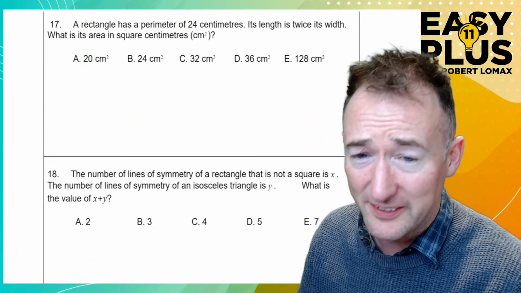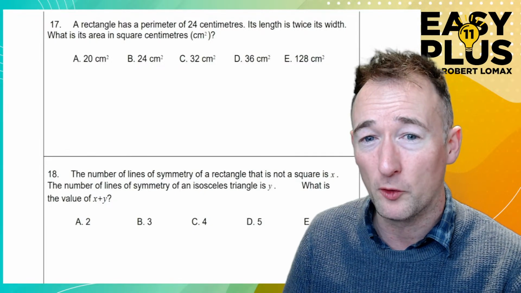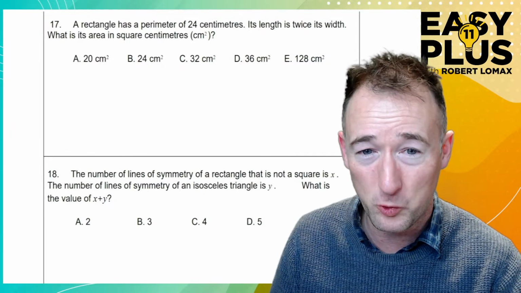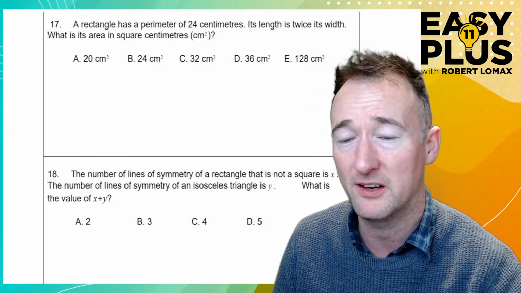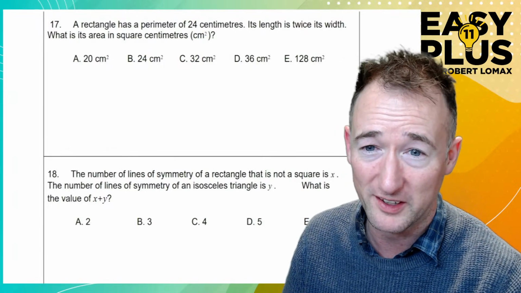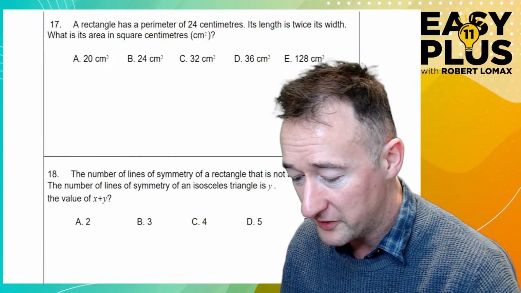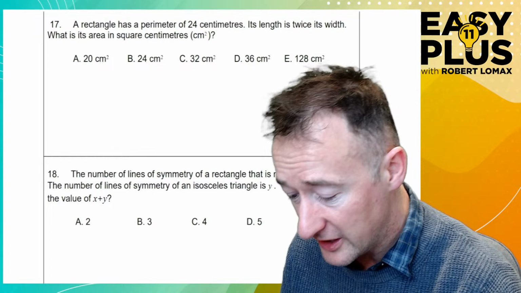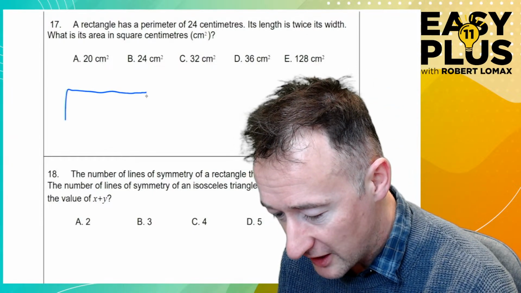A rectangle has a perimeter of 24 centimetres. Its length is twice its width. What is its area in centimetres squared? In square centimetres, centimetres squared. With a question like this, I always recommend sketching it. It doesn't need to be neat, it's just for your benefit, but sketch a rectangle.